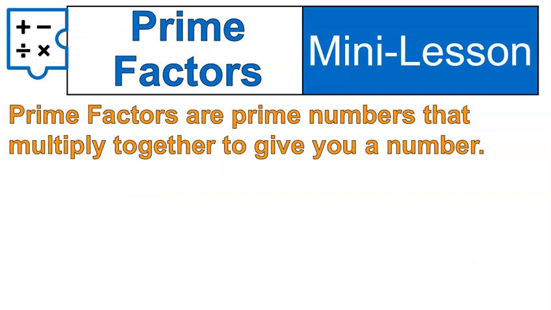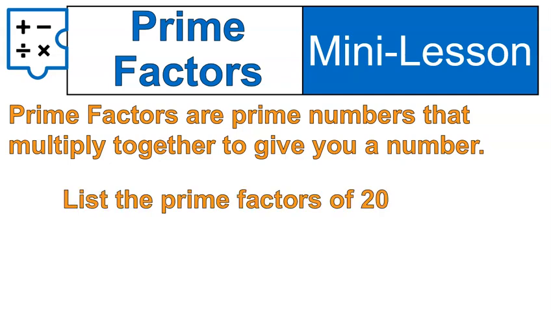What we're going to be doing is looking at prime factors. Prime factors are the prime numbers that multiply together to give you a number. And here's an example. If I asked for the prime factors of 20, that's the prime numbers that will multiply together to give me 20. 2 times 2 times 5 is 20.